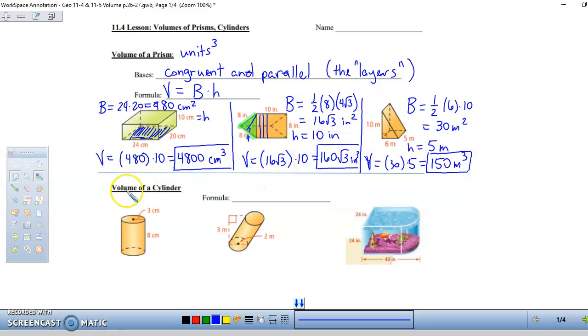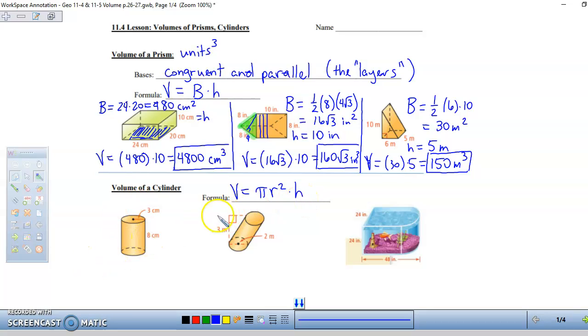Okay, next one. So cylinder, you're going to use the same kind of logic, except now the base is a circle. So the volume formula for a cylinder is still going to be base area, but the base is always a circle. So we just say pi r squared and then times the height. This is your base, or capital B, and then you times it by the number of layers of circles.